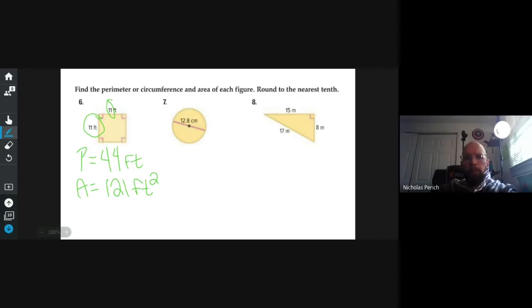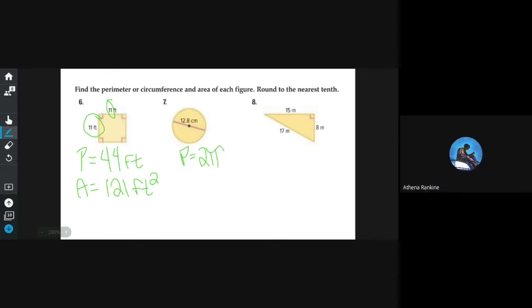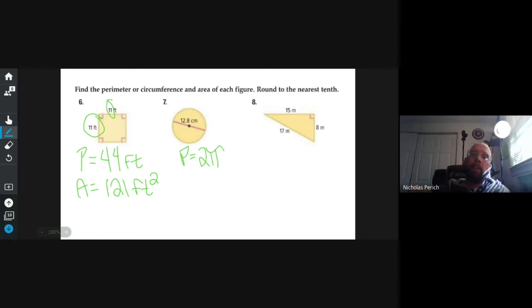Now, 7 is a circle. So the perimeter is 2 pi r. What's my r for 7? 6.4. Hey, they just gave you the diameter. I don't care what the previous slide said.